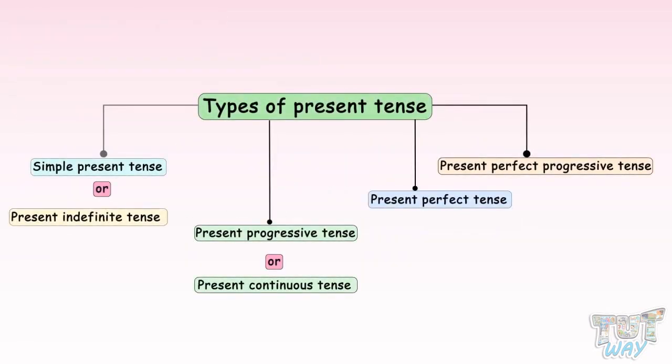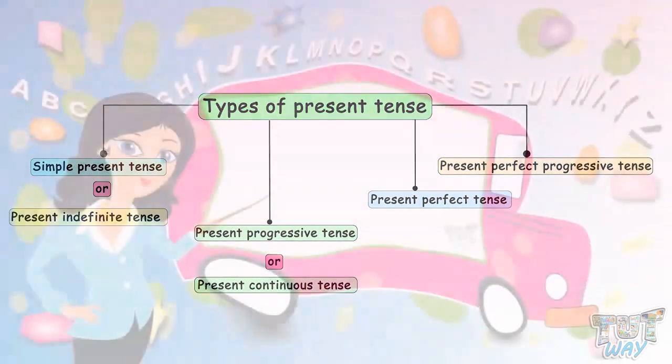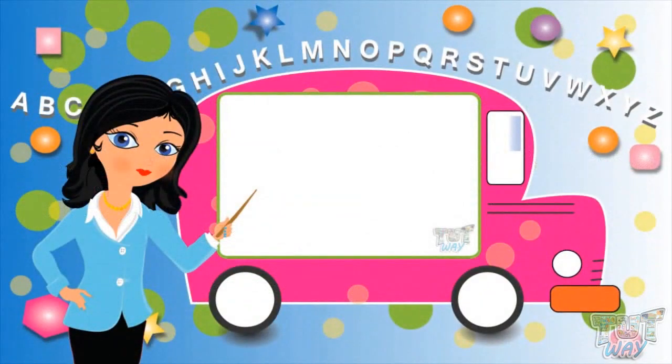So, friends, today we have learned about the various types of present tense. Now we will practice all these types of sentences in our next assignment. Now you may go ahead and take a quiz to learn more.